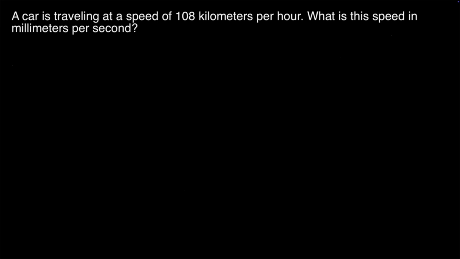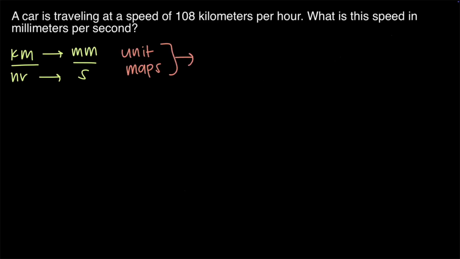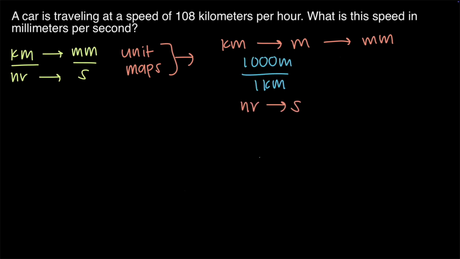In this question, we have a car traveling at a speed of 108 kilometers per hour. What is the speed in millimeters per second? We are starting with kilometers per hour and converting to millimeters per second. Our unit map is kilometers to meters to millimeters for the distance, and hours to seconds for time. 1 kilometer is 1,000 meters, 1 meter is 1,000 millimeters, and 1 hour is 3,600 seconds.